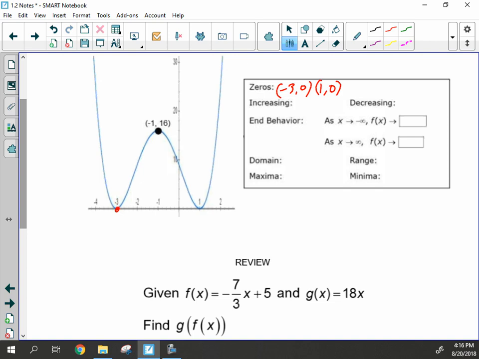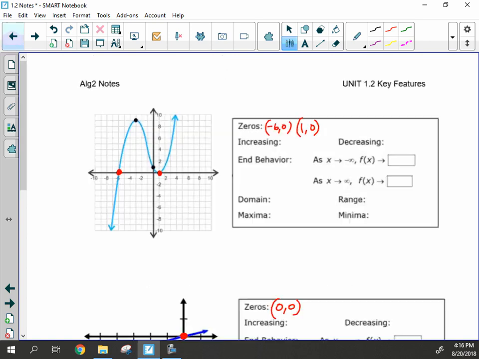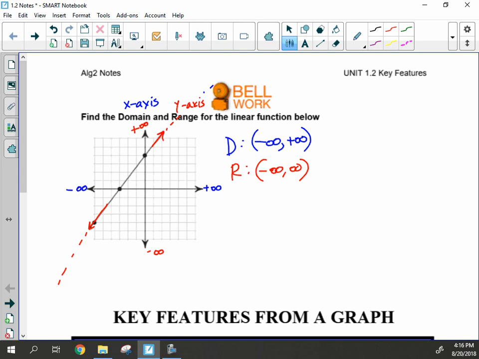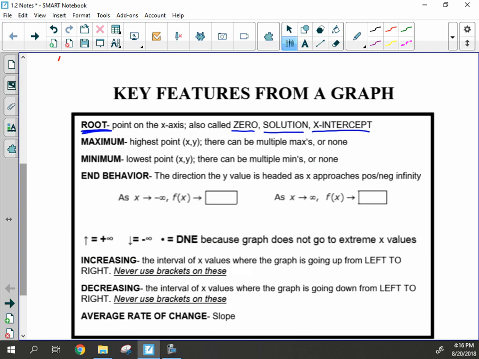Okay, we're going to go back to the definitions. Let's go to the next definition. The definition of maximum is going to be the highest point. Now, when you look at a max, the picture looks like a speed bump. So it goes up like this, and then the point at the very top would be the maximum.